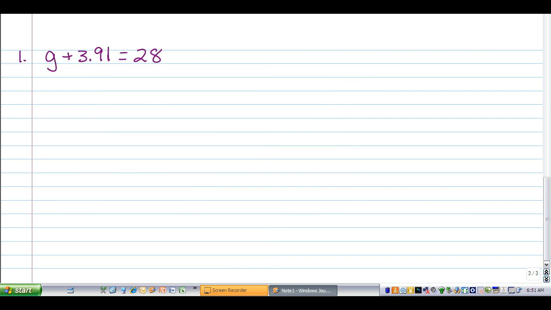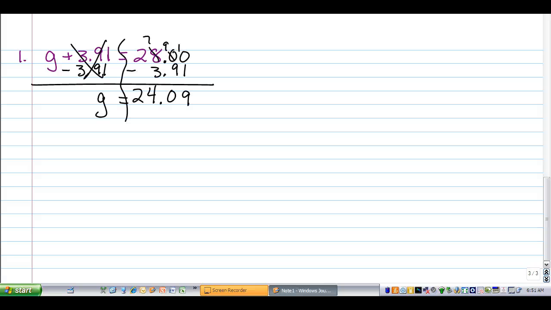Okay, copy down this problem, then pause, work it out, and start it up again and see how you did. The answer is G equals 24.09. Did you get the right answer? Did you remember to line up your decimals?